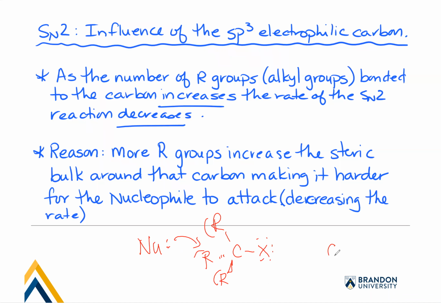Whereas if you are a carbon and you've got X and you've got only one R group, this nucleophile coming in is going to have a whole lot easier time because there isn't this steric issue. So the more R groups you have, the steric interference is going to decrease the reactivity. In the case of three R groups, it is so slow that you really don't see the reaction at all.